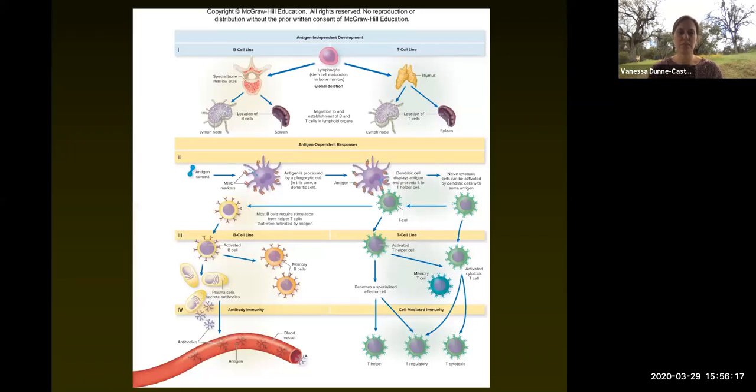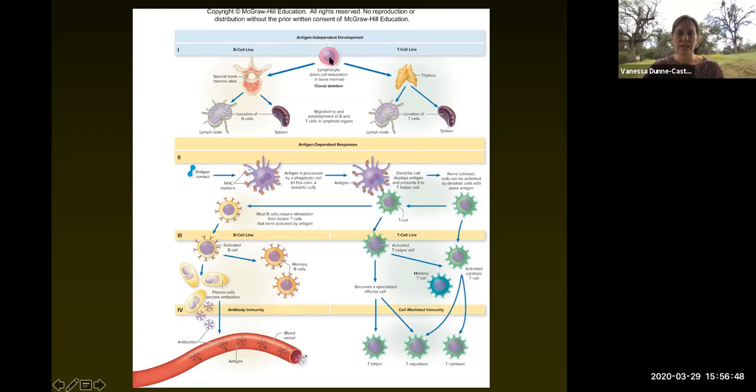This is the picture from your book, the same thing, just in visual format. So again, these 4 different stages of development and activation. The first step here is the development and differentiation of our B and T cells. Over here on this side, the B cell line starts as, actually both of them start as hematopoietic stem cells, and then lymphocytic stem cells here in the bone marrow that then can further differentiate into B cells in the bone marrow, or can mature into T cells in the thymus.